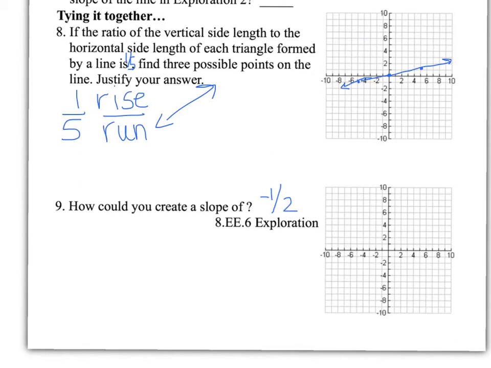So 3 points you could have used are 0, 0, 5, 1, and negative 5, negative 1.